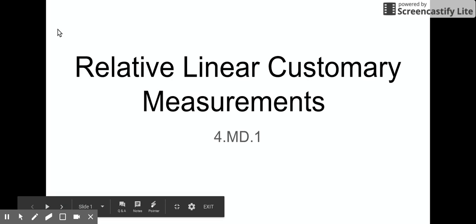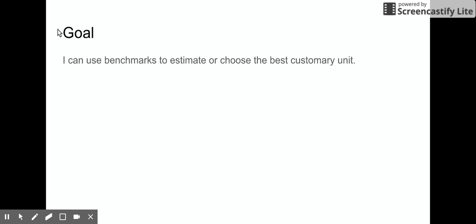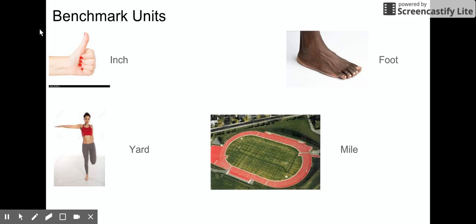Today we're going to be focusing on the customary measurements for distance. Our goal in this video is that you're able to use benchmarks to either estimate a distance or to choose the best customary unit to measure it with. We're going to start by talking about some benchmark units. These are some ways of remembering about how long the different units are.